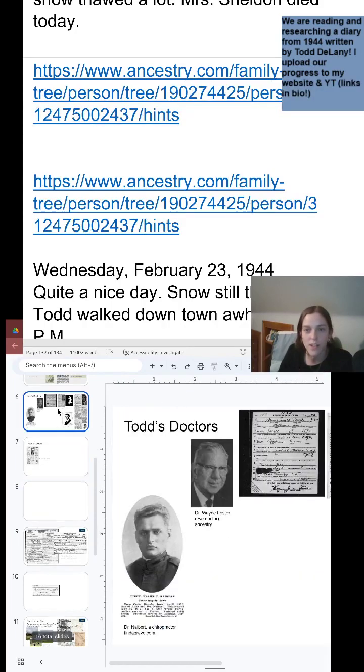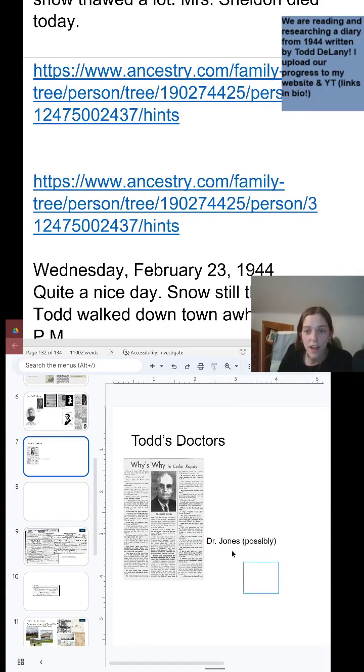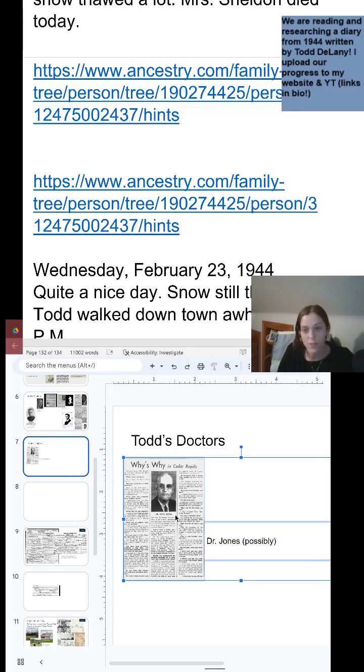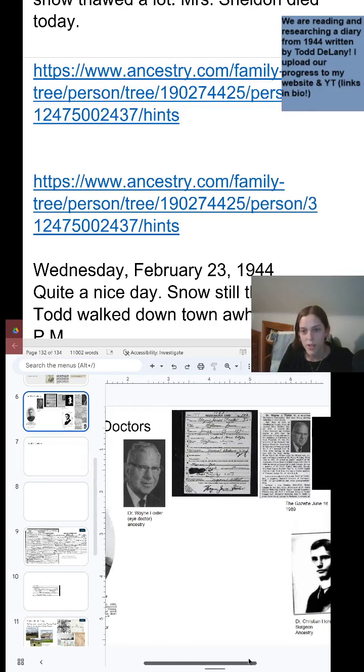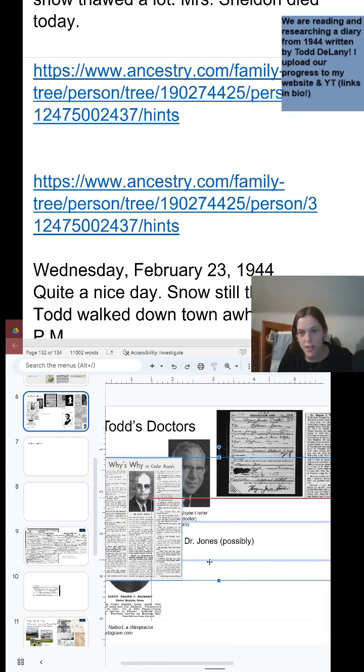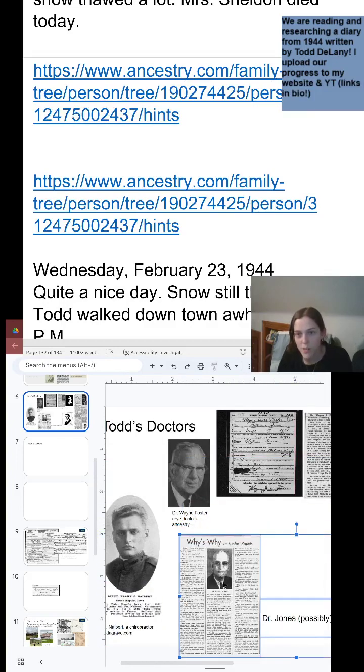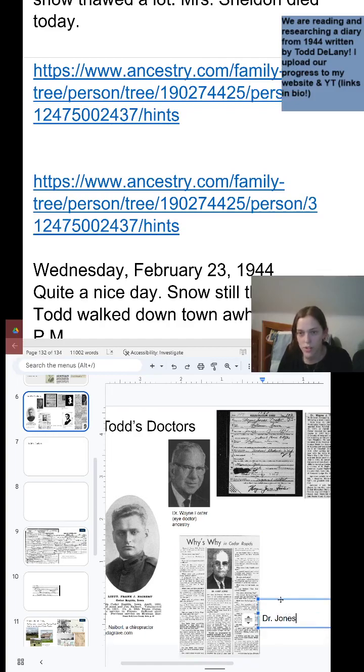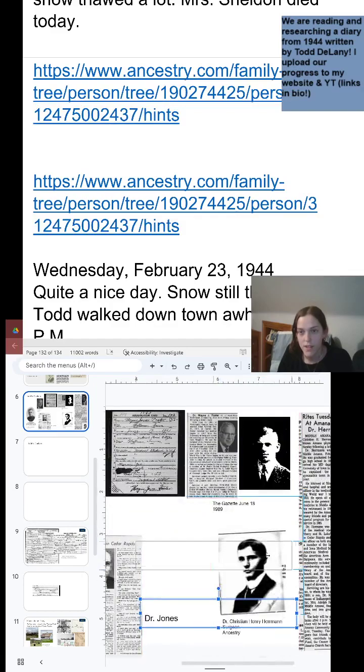That's what I had done with the doctors. I had them all on here in a list, but then Valentina and I found all of his doctors so far. I don't think there's any other doctors that were missing. And I'm going to put Dr. Jones in here. I had put possibly, but I think we're pretty certain that that is Dr. Jones, because there's really no other Dr. Jones in the area.